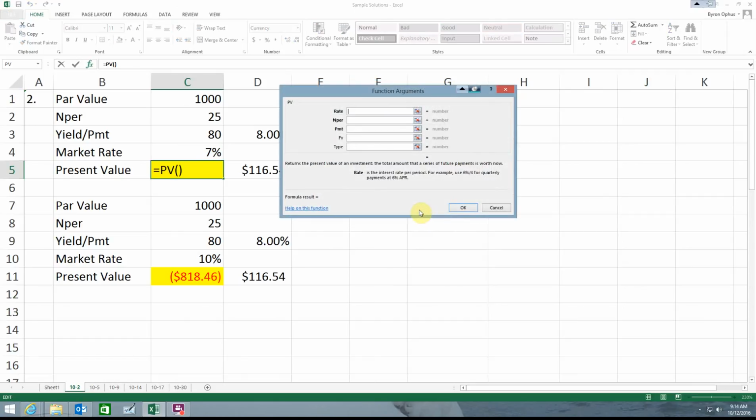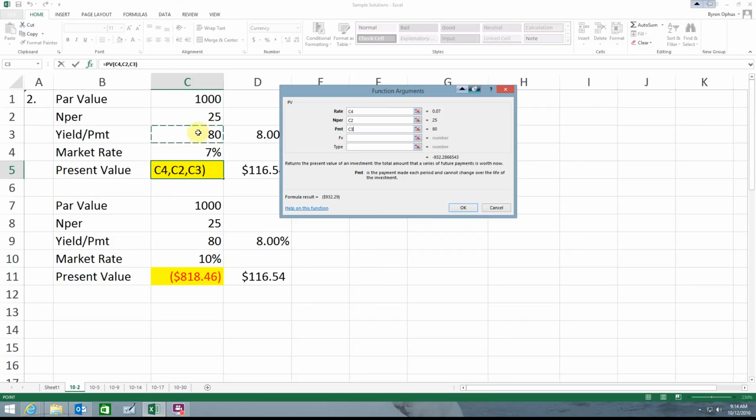Okay, now I've got my variables, right? My variables are in here. Okay, my rate is, do I use the 8% that it was issued at? No, I use the current market rate, right? Which is 7%. My number of periods is 25 years. Okay, I do have a payment here, right? And my payment's based on that 8%, but my payment is $80. Okay, and I'm going to leave that.